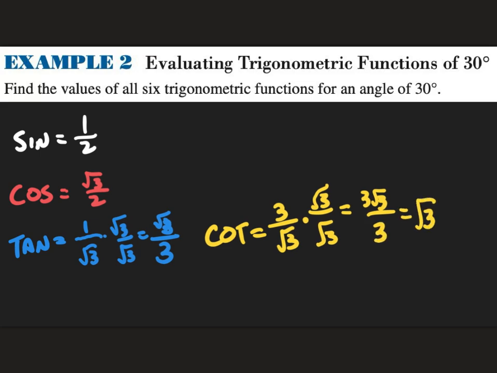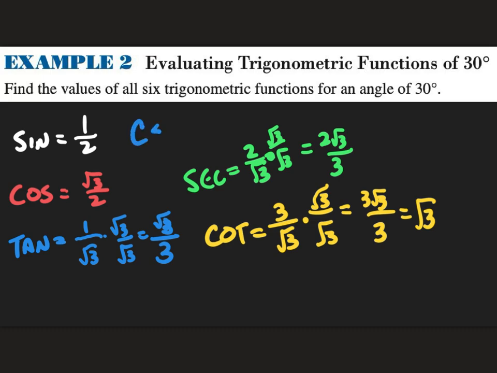Always simplify your fractions. The cosine goes with the secant, which is 2 over root 3, because we flipped the cosine upside down. Now we have to multiply by root 3 over root 3, which gives us 2 root 3 over 3. And now finally, the secant goes with the cosecant, which gives us 2 over 1, which equals 2.